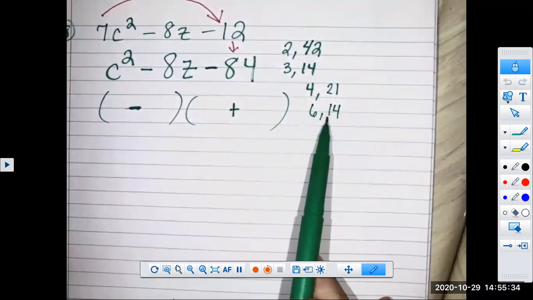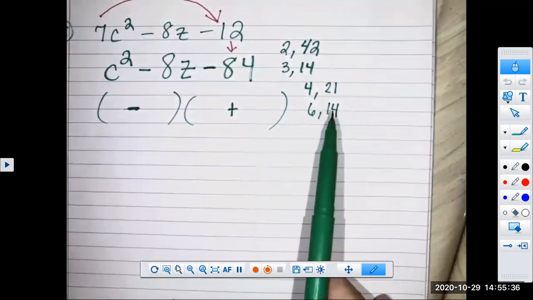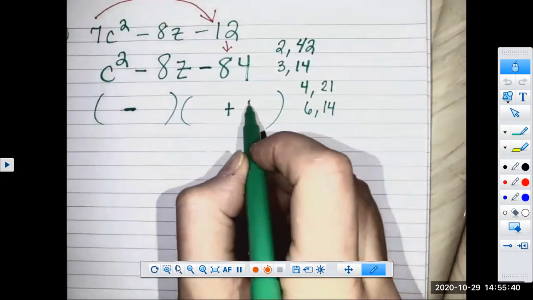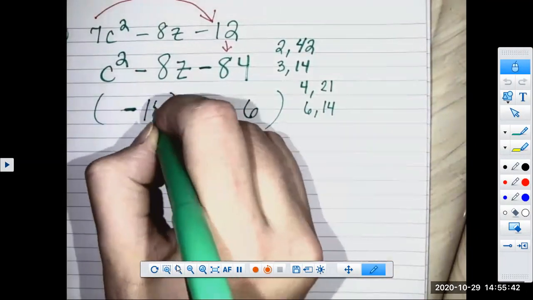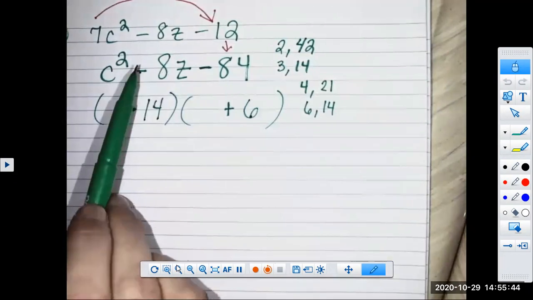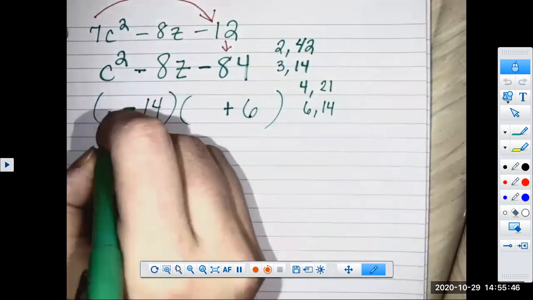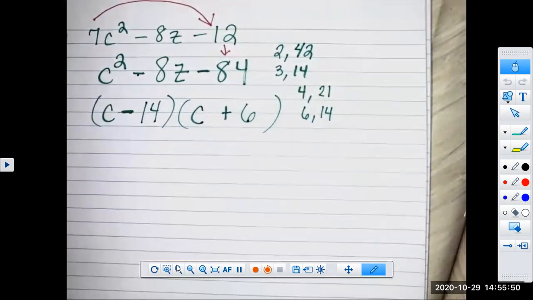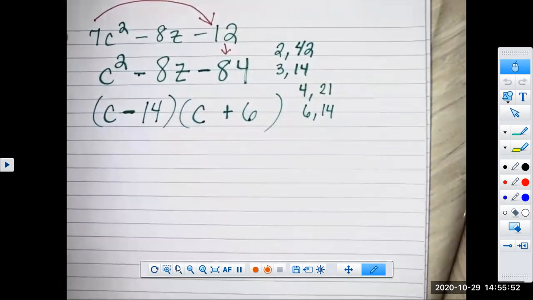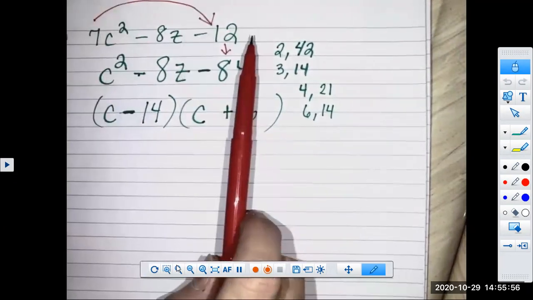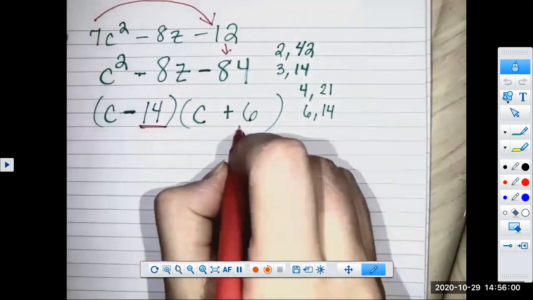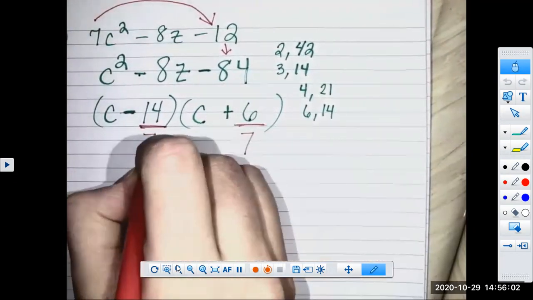So tell me which number goes where? 6 has to go with the plus sign. 14 has to go with the minus sign because that middle term was negative. And I put c in the front, divide that exponent by 2. Okay, now that we have it factored here, this is what everybody forgets. Since we took that 7 and multiplied to get this, you have to now go back and divide each of these numbers by 7.